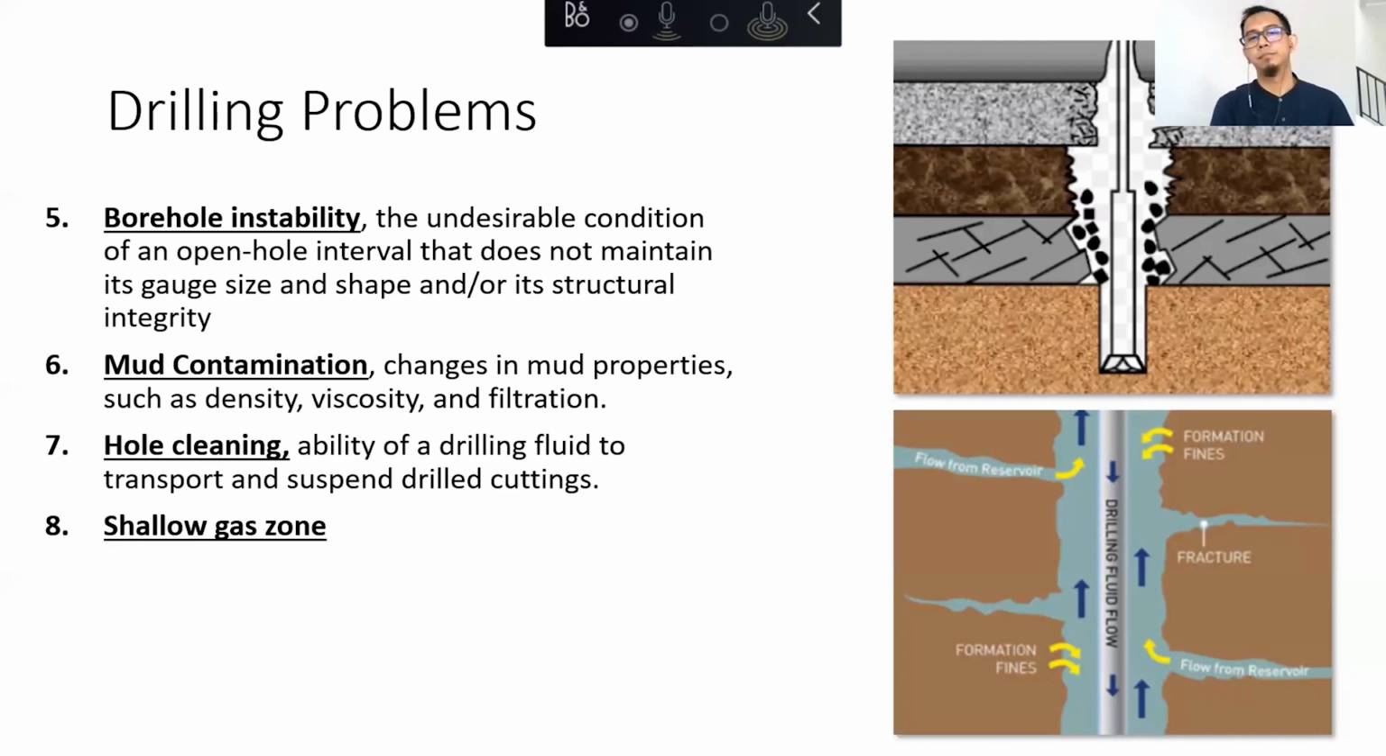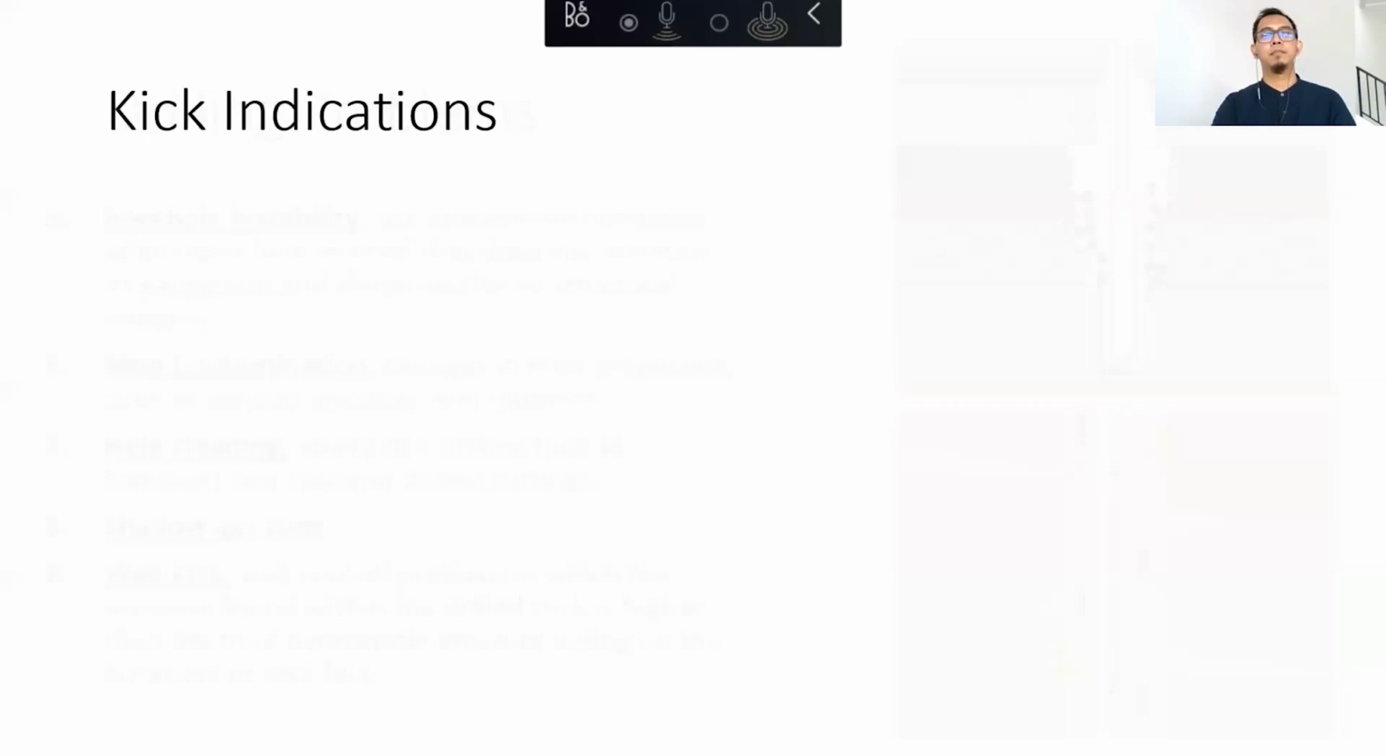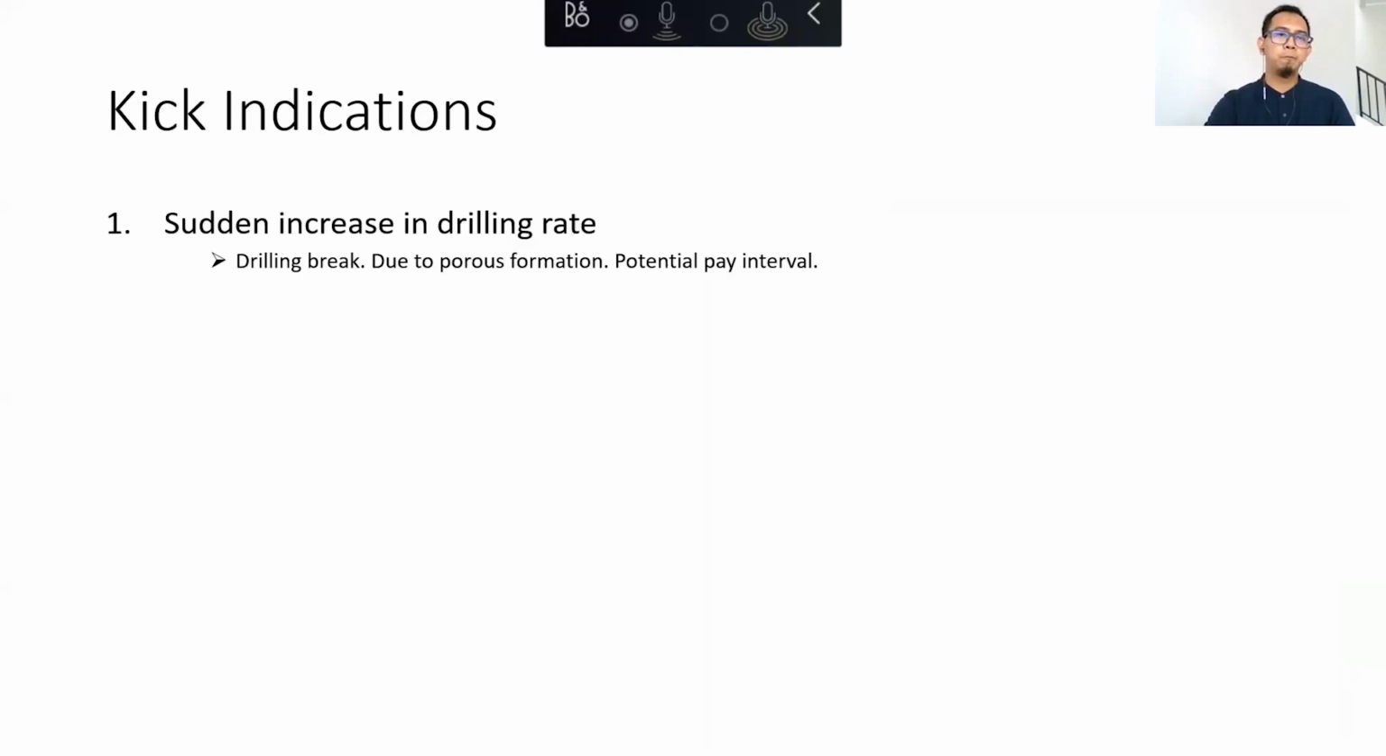The other drilling problem is the well kick. It's a well control problem in which the pressure found within the drilled rock is higher than the mud hydrostatic pressure, or the bottomhole pressure acting on the borehole. Basically, a kick happens because the formation pressure is higher than the bottomhole pressure that you prepared when drilling. There are five or six kick indications. The first is a sudden increase in drilling rate, or drilling break, due to porous formation, a potential pay interval.